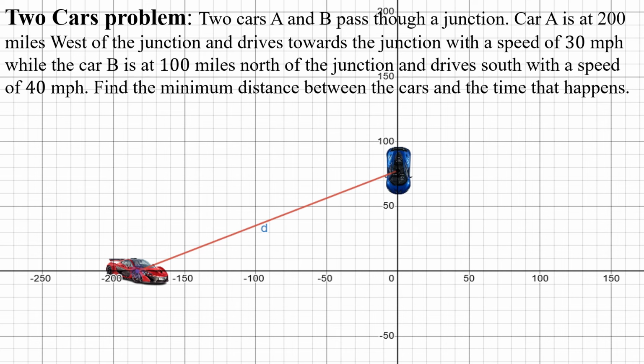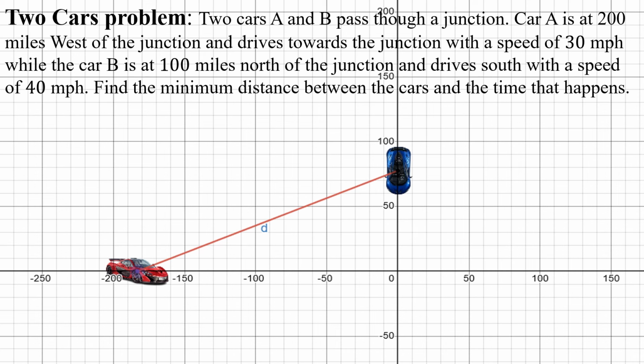This question is not obvious. We might think that they are going to meet at the junction, or that the minimum distance occurs at the junction. But that's not the case. We are not going to get the minimum distance at the junction. So let's see how the math works, and you can see this math is not that difficult.